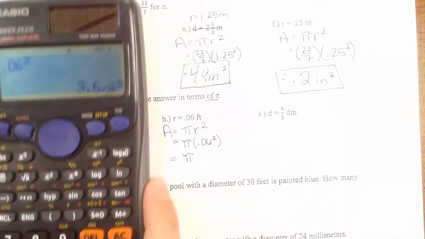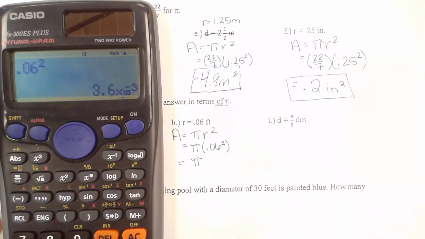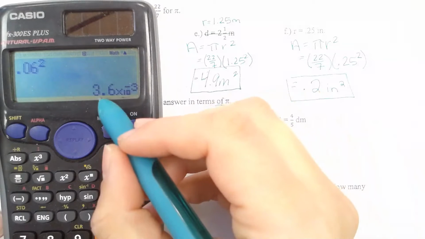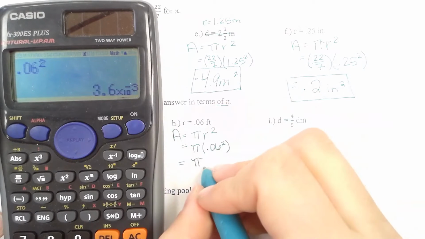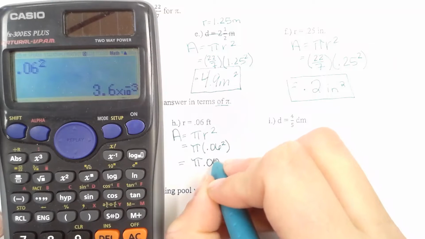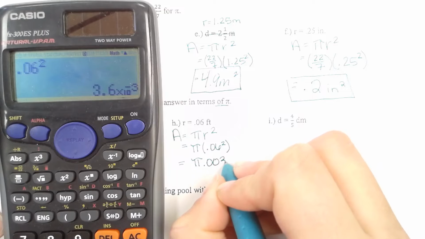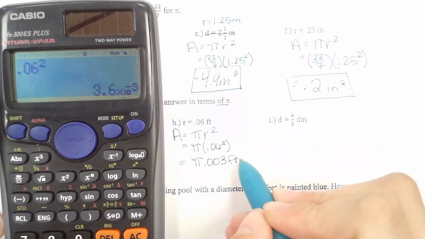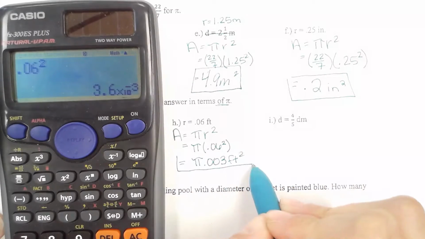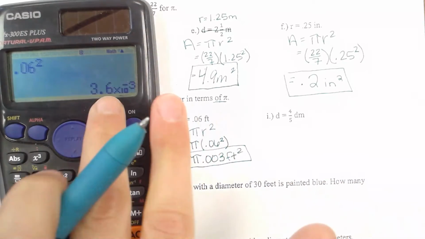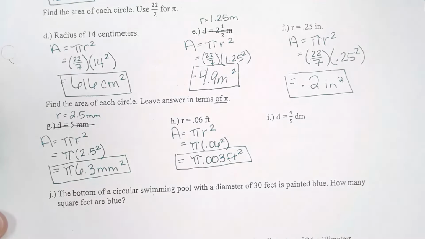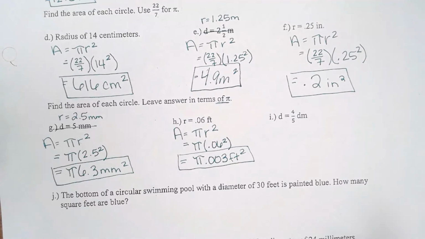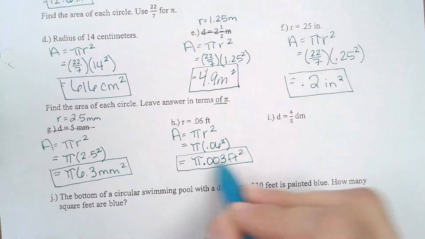Okay, so this is going to give us 0.003. So you guys won't have one like this on your test, so we'll just write down that decimal. You guys will learn what this means next year in 8th grade. All right, so your answer here is just pi times that decimal, okay?